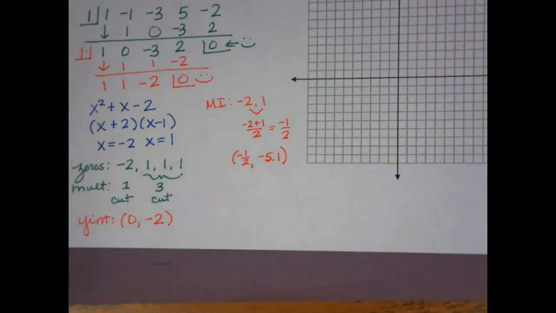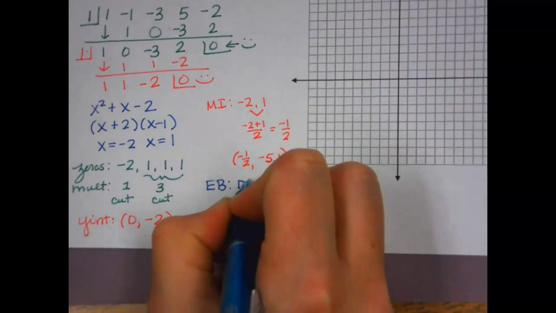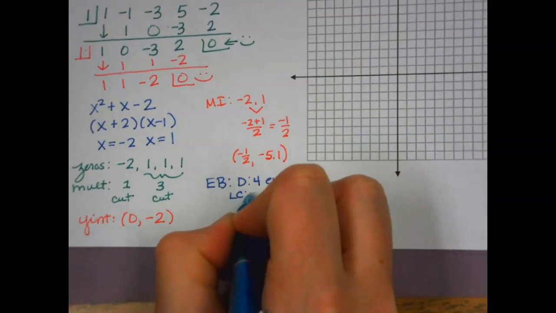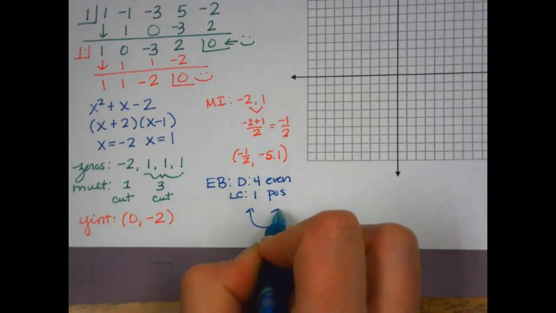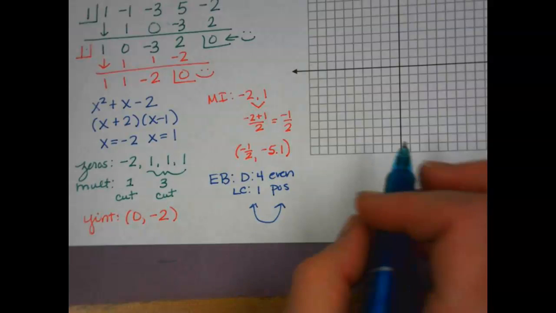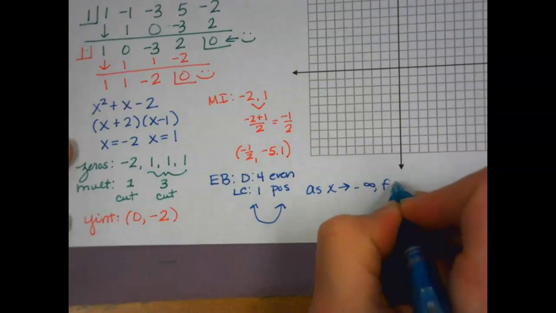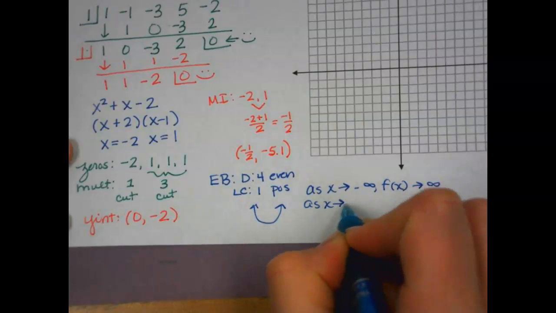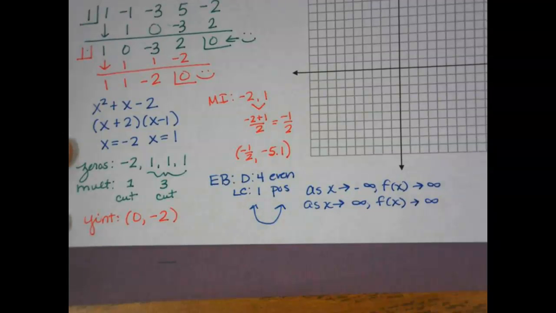And then we need to take a look at our end behavior. So for our end behavior, we have a degree of 4, that's even. We have a leading coefficient of 1, that's positive. So when you have an even positive, it looks like a parabola. So when I write my notation, I'd say as x approaches negative infinity, f of x is going to infinity. And as x approaches positive infinity, f of x is going to positive infinity. All right, so we have all of our necessary information.